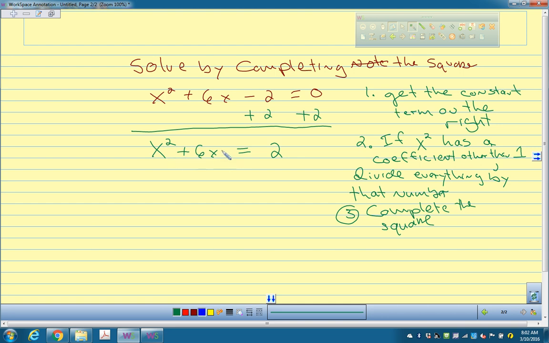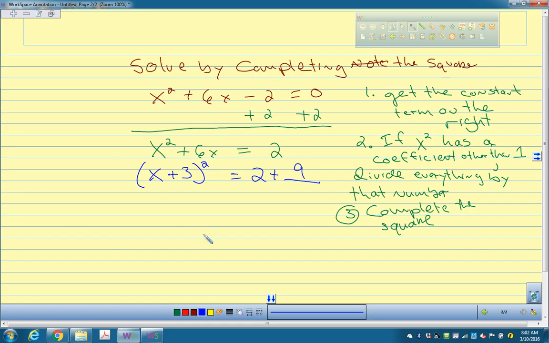So remember that last problem? I'm going to complete the square on this part. And what that looks like is I take half of this number. What is half of this number? 3. Okay? x plus 3 squared equals 2 plus something. What have I added to the left side when I just did the completing the square part?